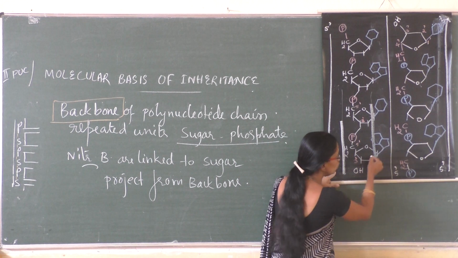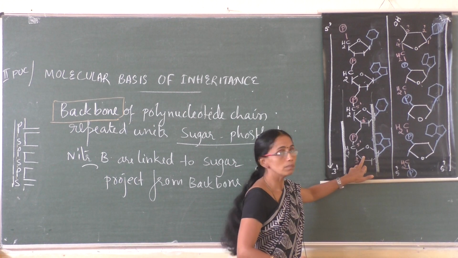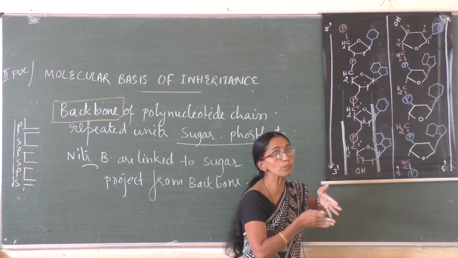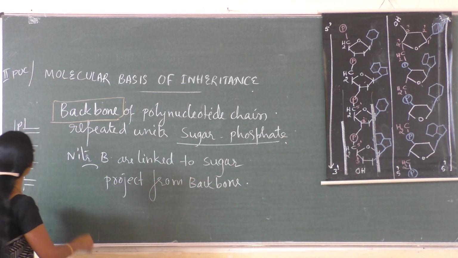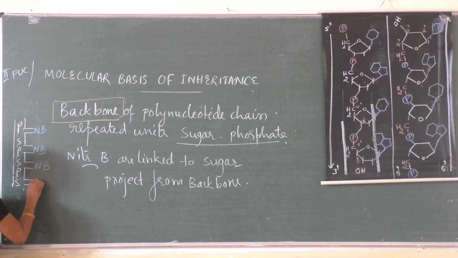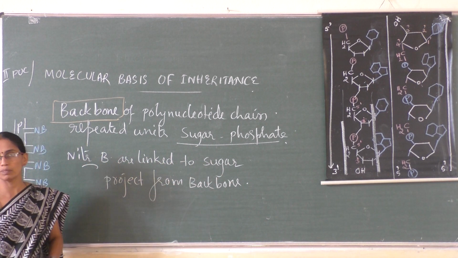In the sense, these nitrogenous bases are linked to the sugar and they project from the backbone. I will draw the nitrogenous bases. For example, here is a nitrogenous base, here is a nitrogenous base, here is a nitrogenous base. Means what? Nitrogenous bases are linked to the sugar and they project from the backbone.